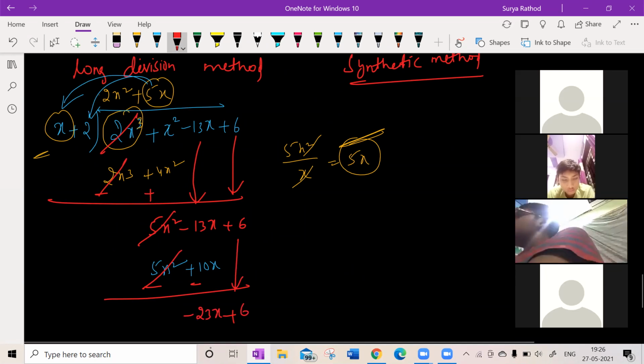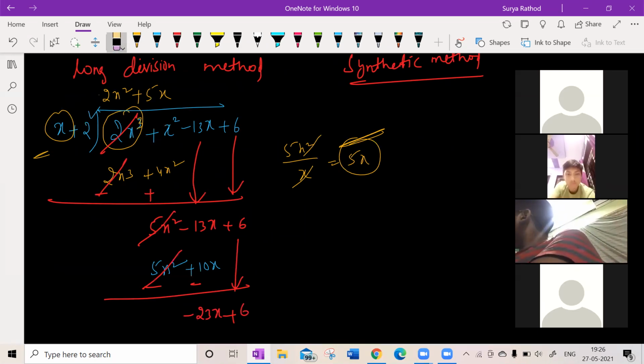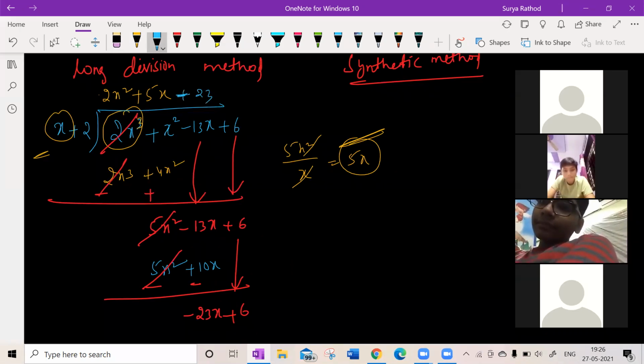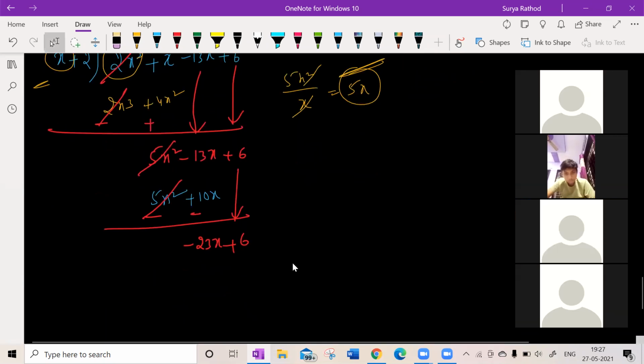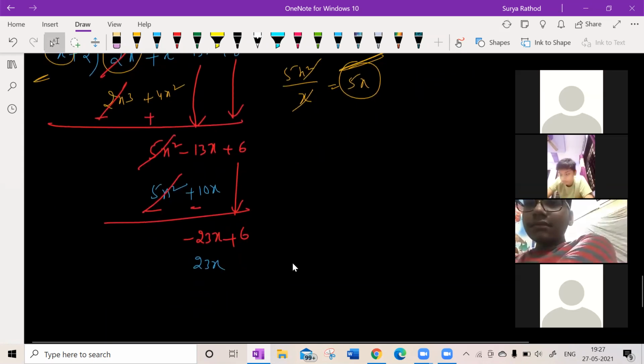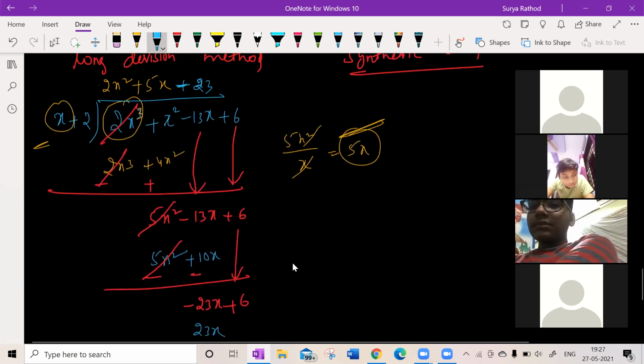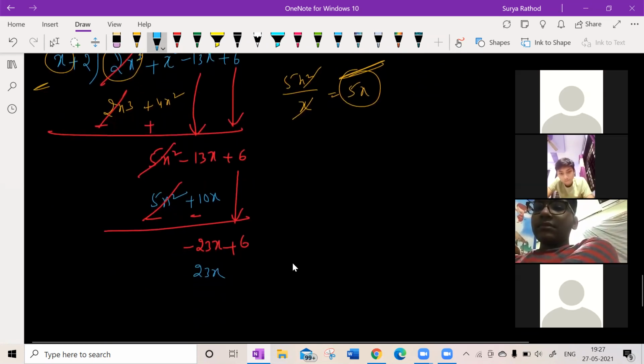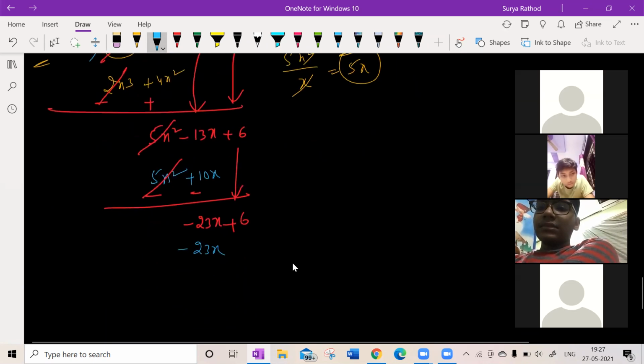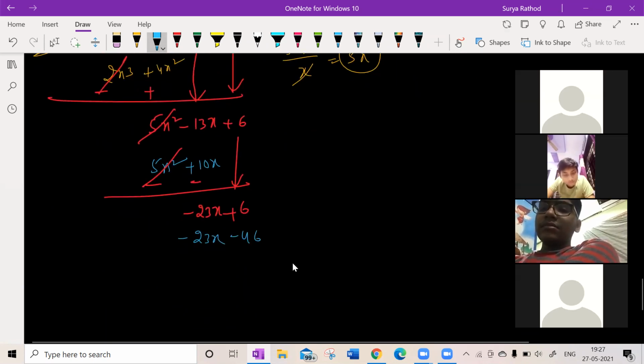So again look at this here. With what number must I multiply so that I'll be getting minus 23x? Tell me. With minus 23. If I multiply 23 into x, 23x. Minus 23 into x, minus 23x. Minus 23 into 2, minus 46.